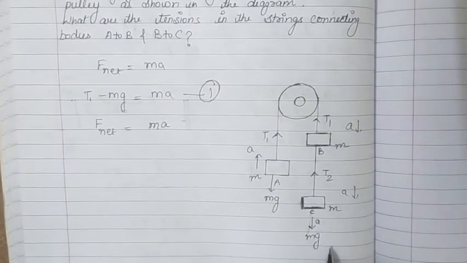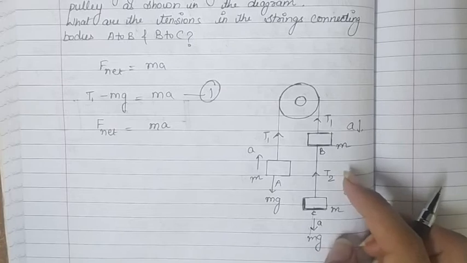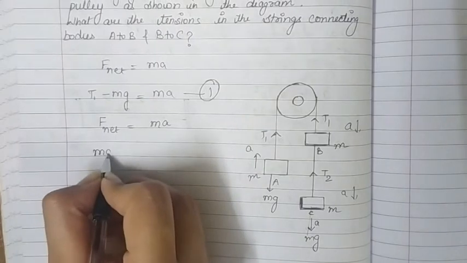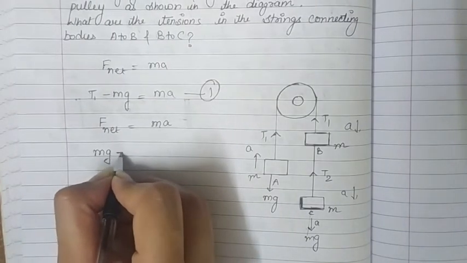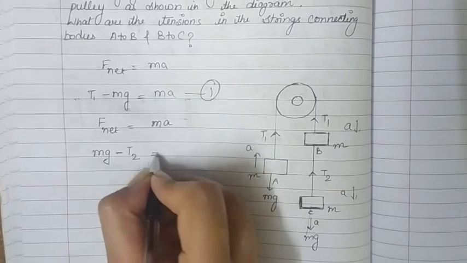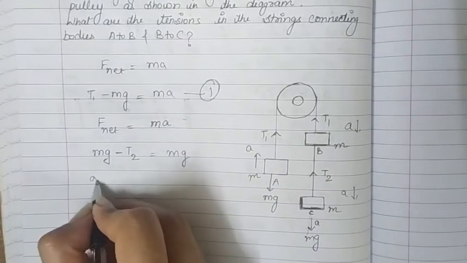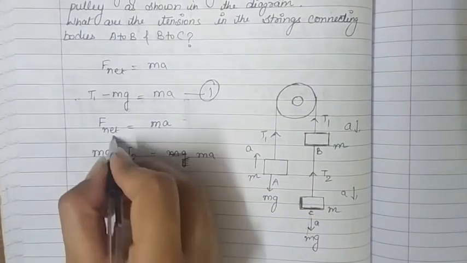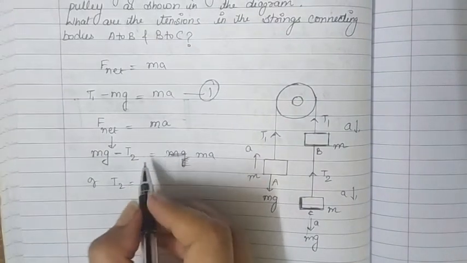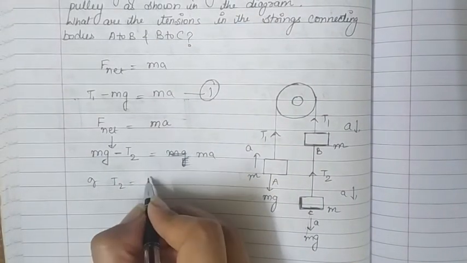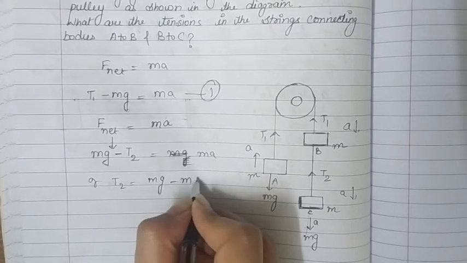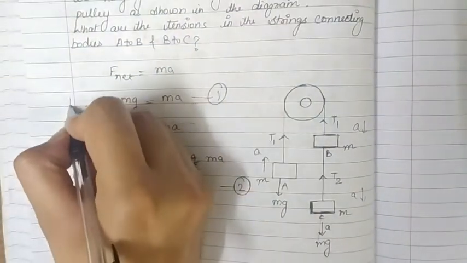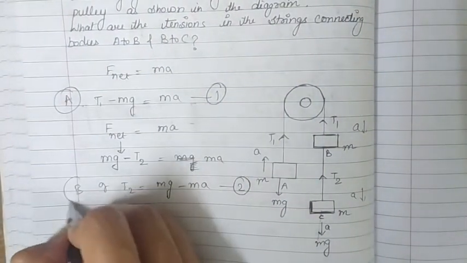So we can write the net force as the difference of these two forces, but the motion is downwards, which shows mg is greater than T2. So we have to write mg minus T2 is equal to ma. We have taken F net as mg minus T2, and by rearranging T2 is equal to mg minus ma. This is equation number 2. Equation number 1 was for block A, equation 2 was for C.